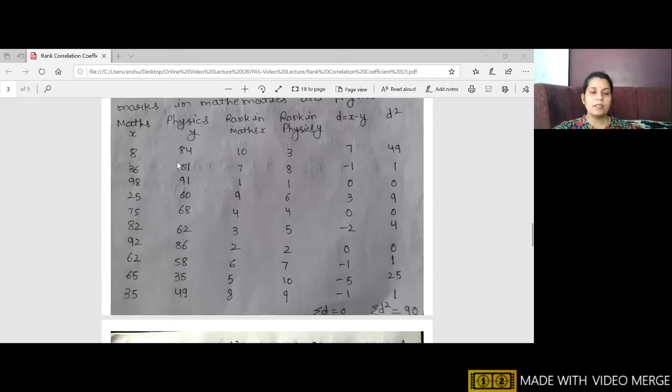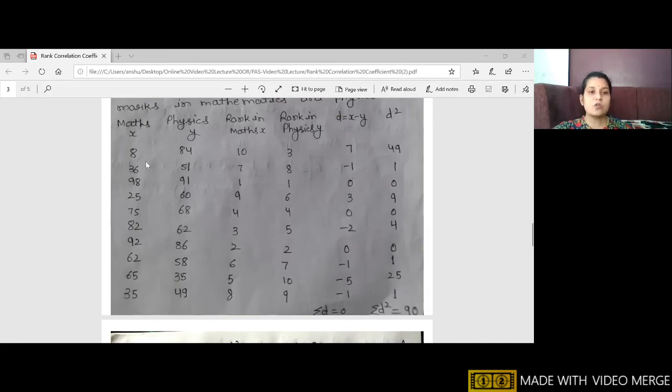If in case a student secures in mathematics only 8 marks out of 100, and the same student in the physics subject secures 84 marks, that means mathematics is 8 marks and physics is 84 marks. Okay, so first, these are the numbers of marks, not ranks. So first we are given the rank.